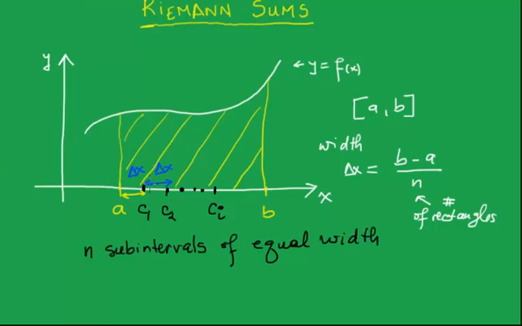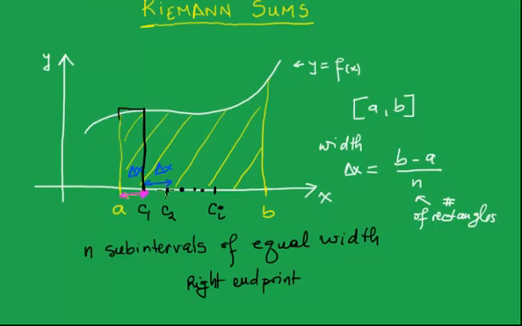So from A to C1, we're just going to draw a rectangle. And let's say here we were using right endpoints. You will understand what I mean by right endpoint. So that means on this interval A to C1, I'm going to use the right endpoint of that interval, which is C1. So that's why I have a vertical line at C1. I go up until I hit the curve and I go across. And that gives me my first rectangle.